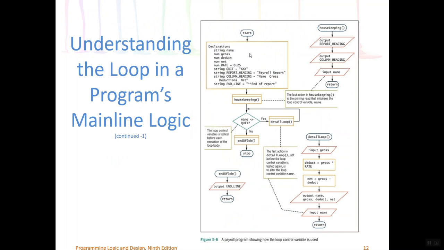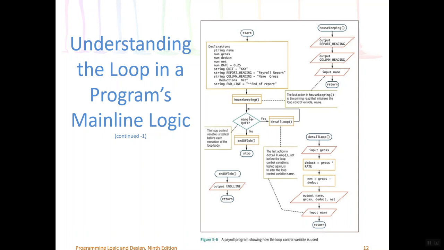So if you look here, note start is our main flow. We start out by creating some variables. Quit is equal to XXX. We're going to use that a little bit later. It's a constant we're going to compare to the loop control variable. And then it executes housekeeping. Housekeeping prints some headers, but the first thing it does is get the first name from the user. It says, enter the employee's first name. We get that value, and then we compare it to XXX.